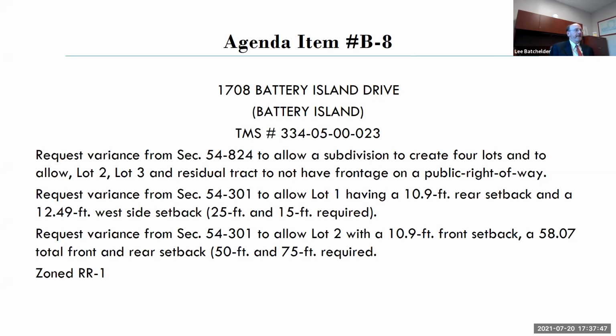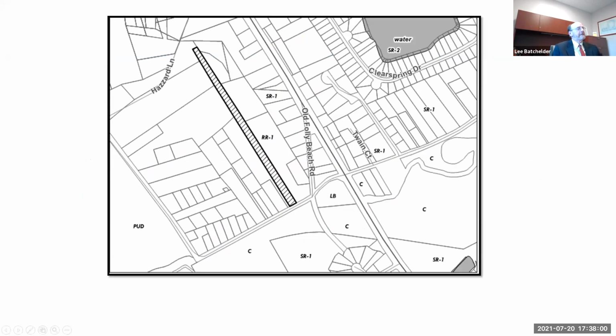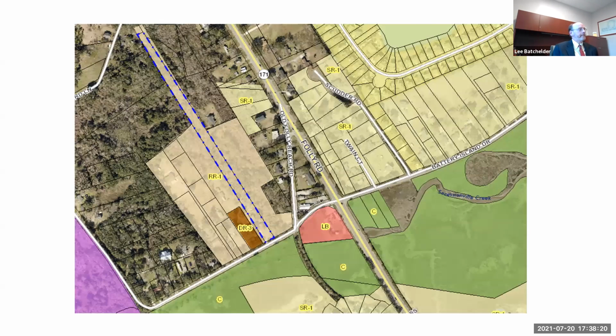So this is the first one, this new application. This is a property on the southern part of James Island. It's shown here, and right away you're going to see that it is a very unusual shape, very narrow compared to its depth. I think the depth is over 1,000 feet, just to give you an idea. So very unusual. And the request is to allow the subdivision of this property.